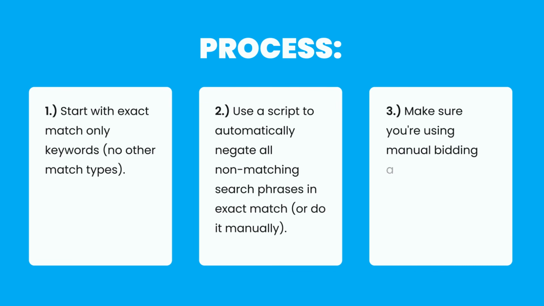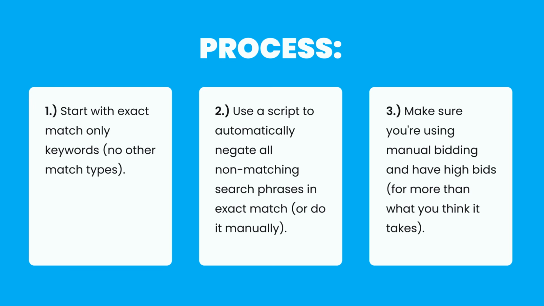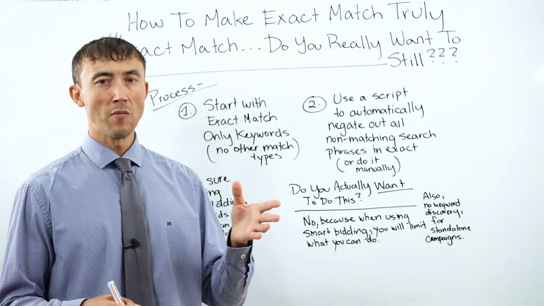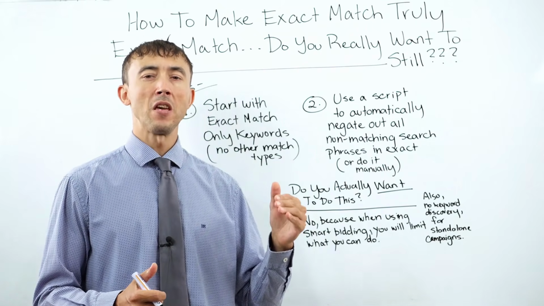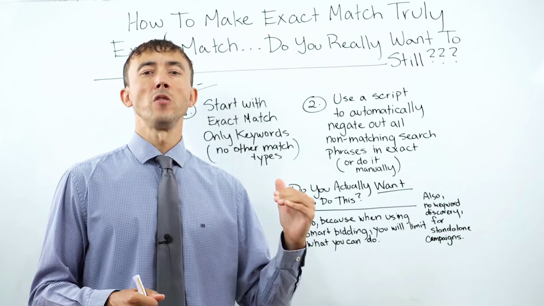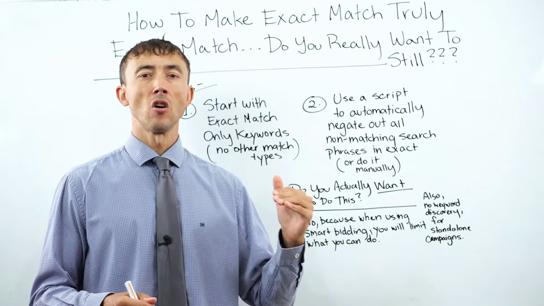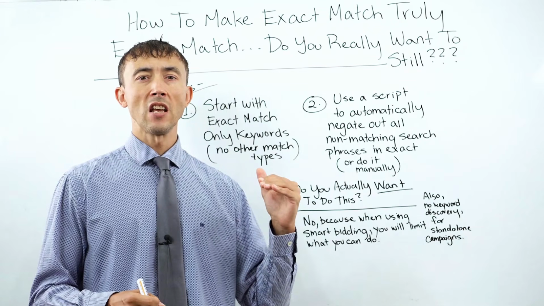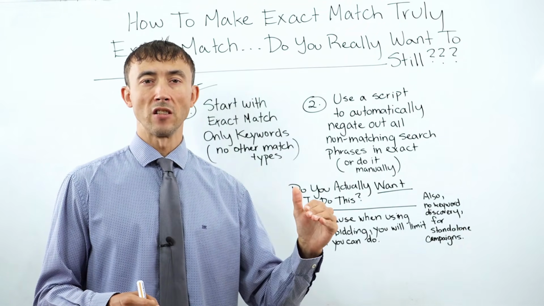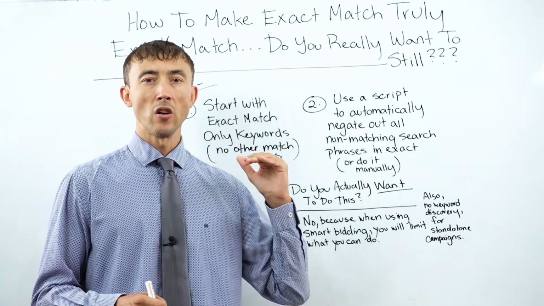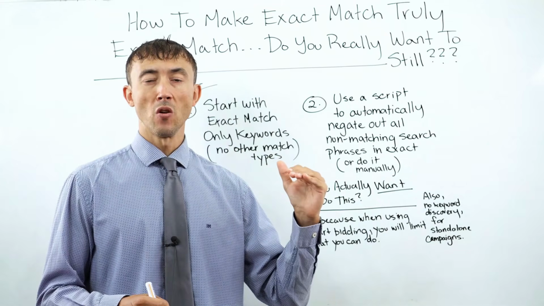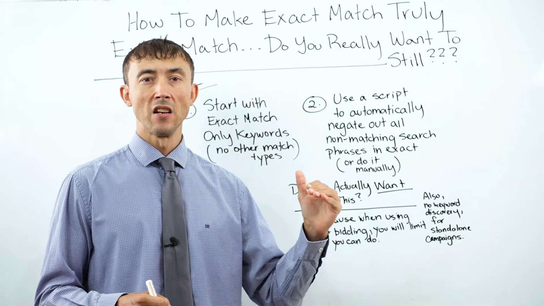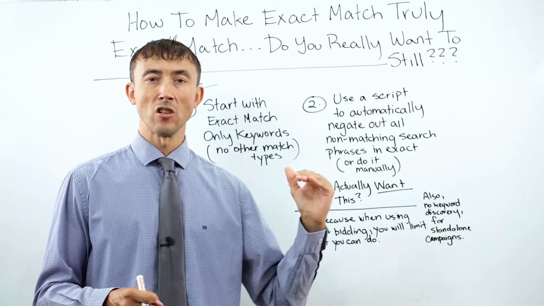And then number 3, make sure you're using manual bidding and have high bids, far higher than what you think it should take. There's a tendency anymore, and has been for a while, for people to think cheaper is better in cost per click. And it is, don't get me wrong, but it's just like anything else in life. You want a good deal on something. If you go buy a steak, you want a cheap price on your steak, but you don't want to be buying tube steak when you really want New York strip just because it's cheaper.